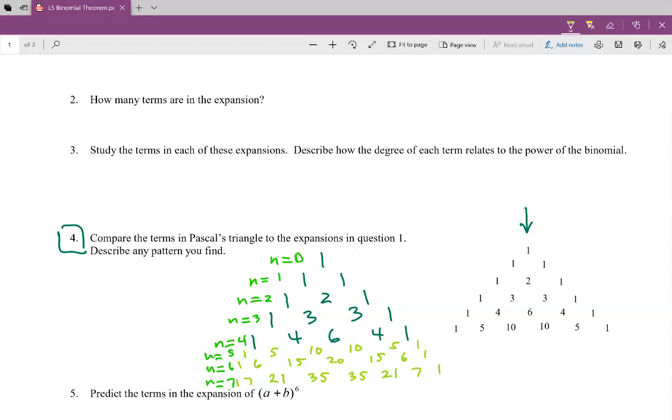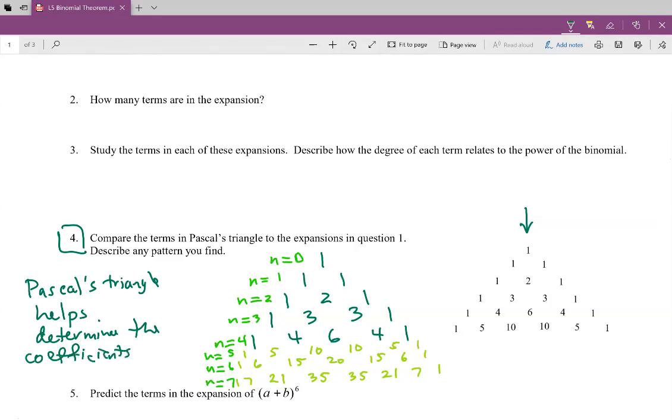And what you're supposed to be getting out of this is that Pascal's triangle helps determine the coefficients of the binomial expansion. And so what do you mean by that? How do we get that?